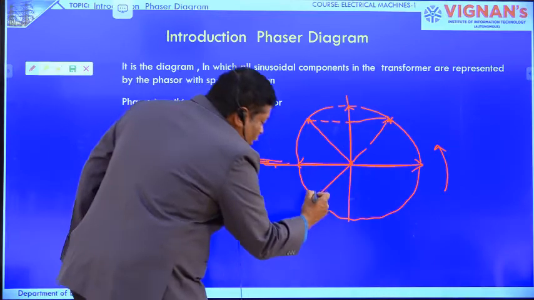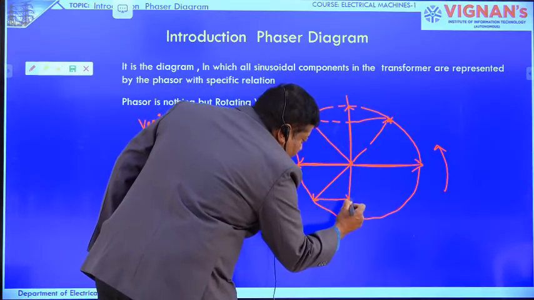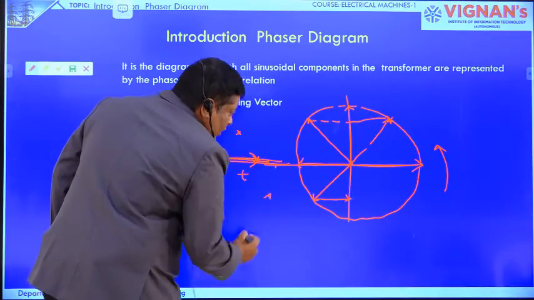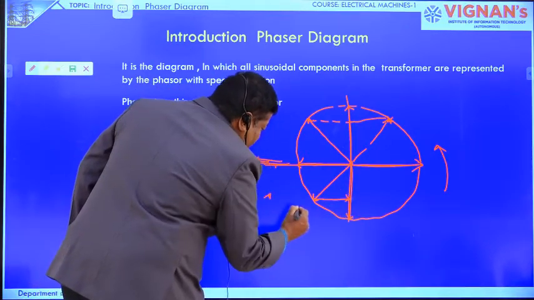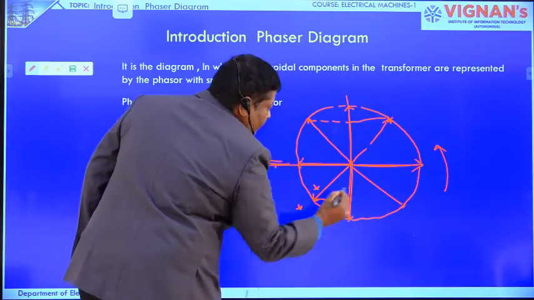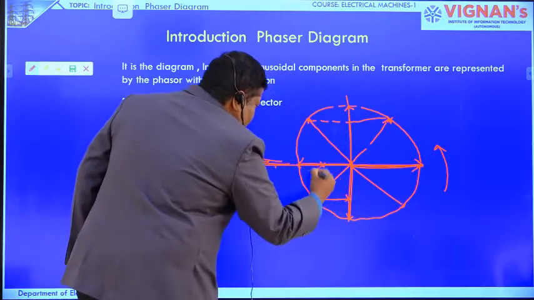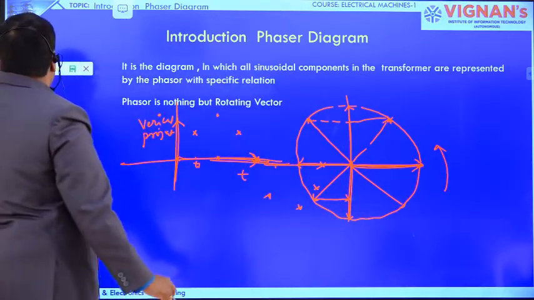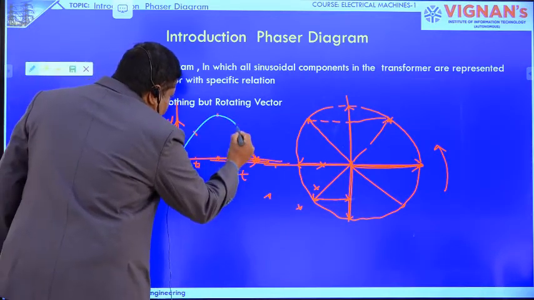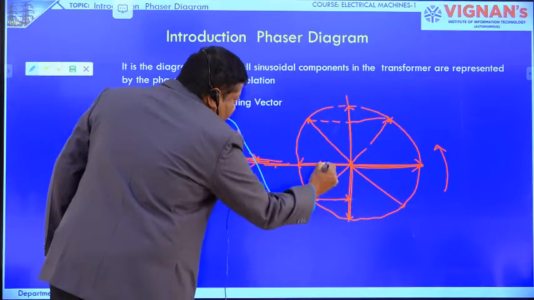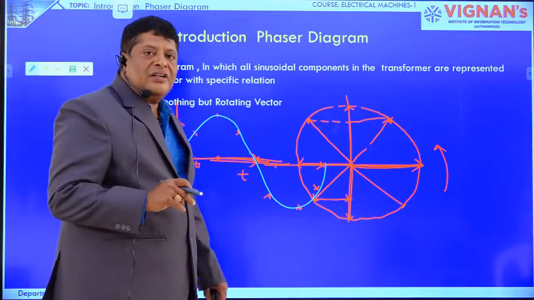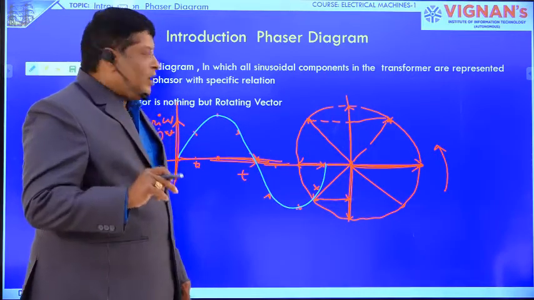When it keeps rotating, the vertical projection at this point is a negative value. At this instant, it is negative maximum. Again, a negative quantity here, and at this point it comes back to 0. If we join all these points, we get the sine wave. So the sinusoidal quantity in electrical machines can be represented as a phasor.